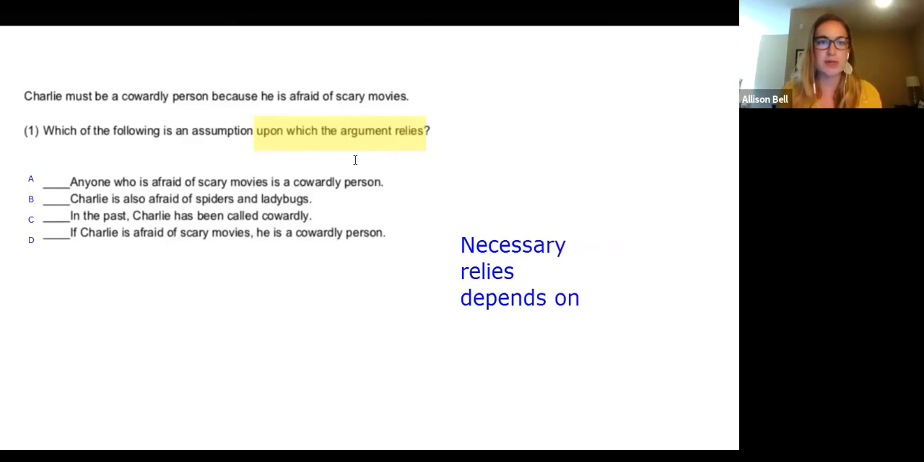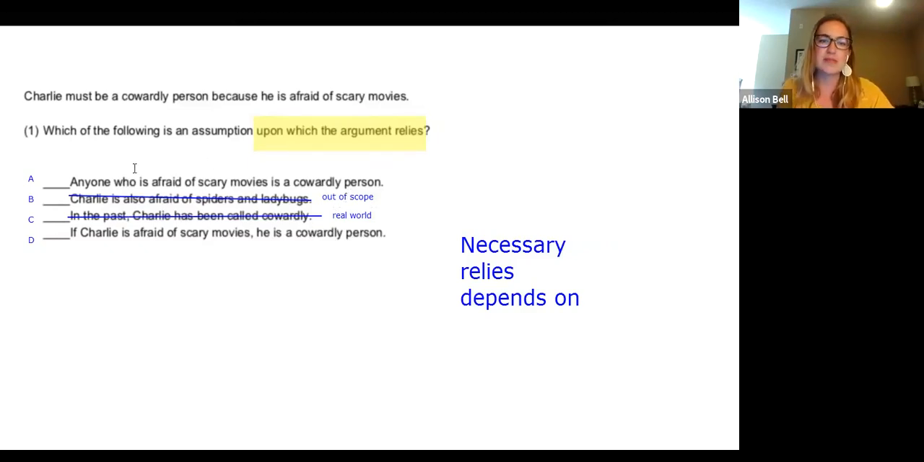Okay, so it looks like we have a split between answer choices A and D. So we all agree that it's not necessary for Charlie to also be afraid of spiders and ladybugs. That's an answer choice that doesn't affect this argument. We would call it out of scope. We also agree that it doesn't matter that Charlie has been called cowardly in the past. That's a sort of real world type of argument that might help us make a decision about Charlie's character in real life. But on the LSAT, it's again outside the scope of this argument. The argument is just about scary movies and whether they make you a cowardly person.